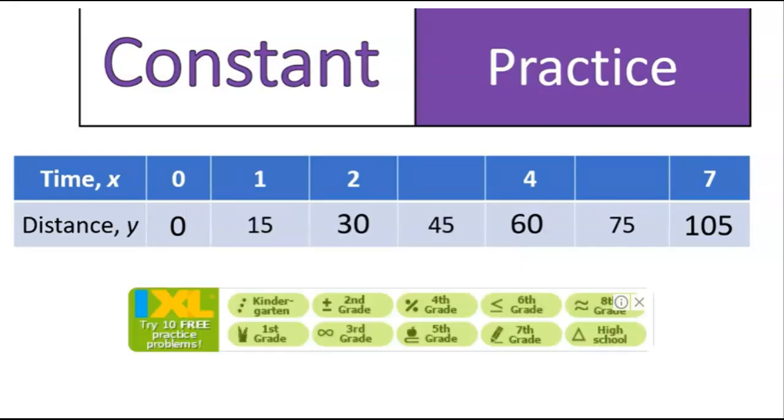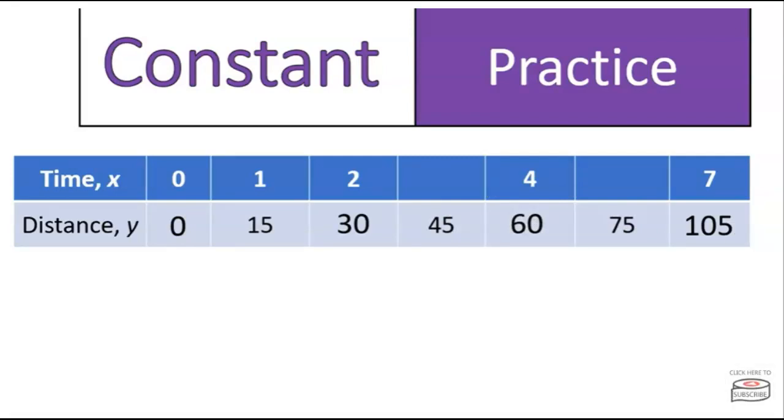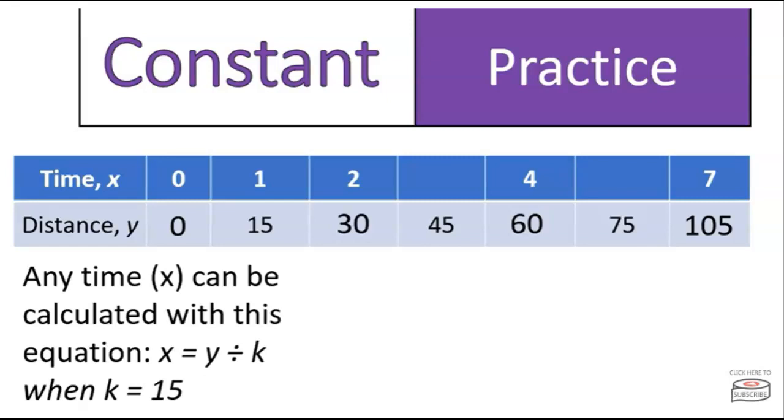Now we're going to try and figure out the numbers in our x column. This is different. So any x value, in this case time, can be calculated using this equation. Our x value is y divided by k. And we know our constant, k, is equal to 15. So let's do it. What is 45 divided by 15? That's 3, so that's going to go up there.